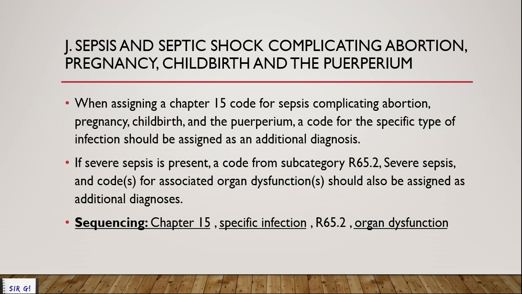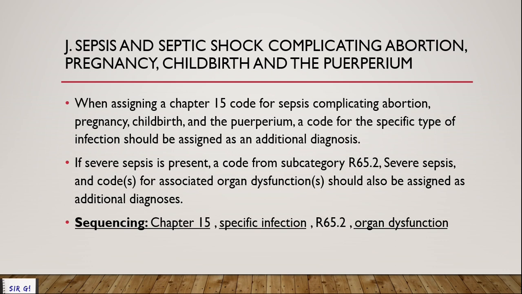Sepsis and septic shock complicating abortion, pregnancy, childbirth, and puerperium. Guys, your guideline is still the same as in your chapter 1. It's just that you need to code your O code first because we have puerperal sepsis, just to be specific. Here's the sequencing. You no longer need to use A41.9 and A40. You no longer need to use those because we are not talking about severe sepsis due to a microorganism, due to a specific infection.